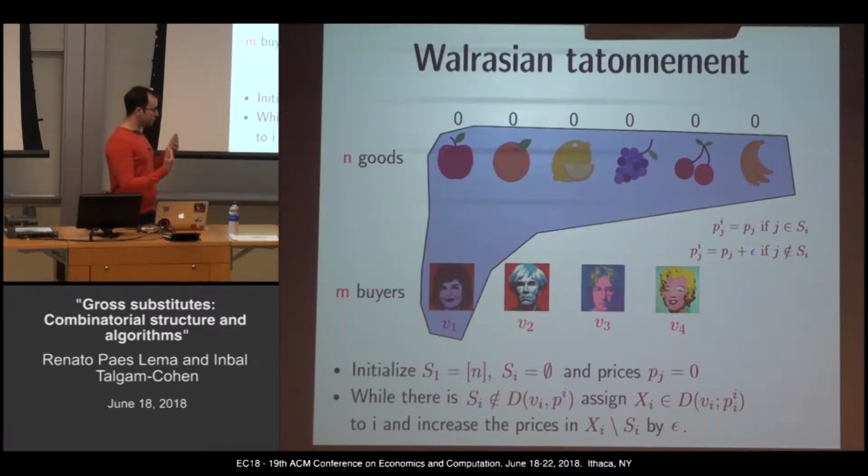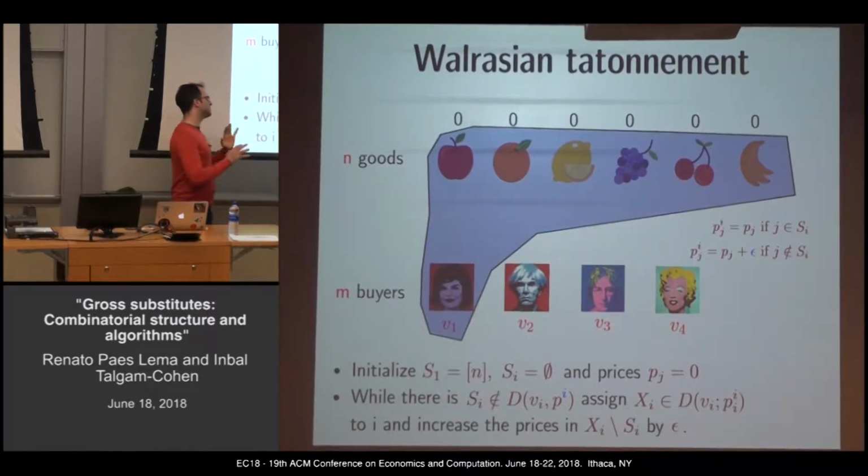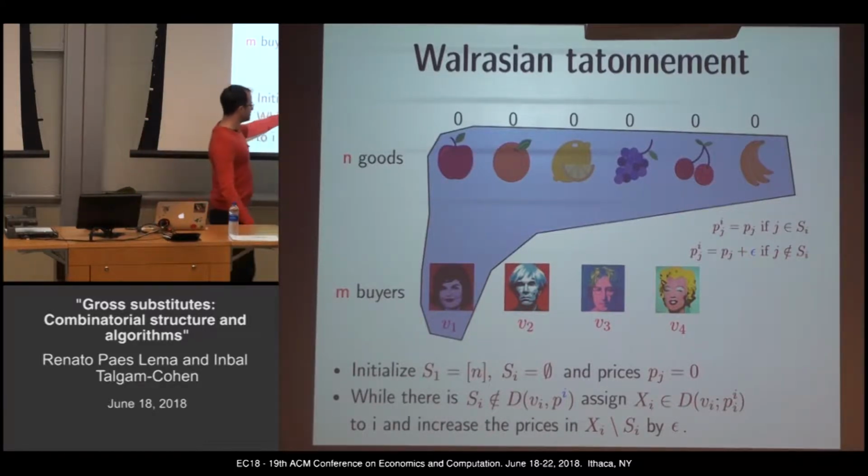So what Kelso-Crawford did was analyze it. And let me show what the mechanics of tatonnement is. Here I'll just increase prices. What Walras said is increase and decrease, but let me just increase for now. So we start with all prices being 0. Initially I'll give all the items to the first buyer, or to some arbitrary buyer. Everything is allocated to S1, everyone else gets nothing, and the price is 0.